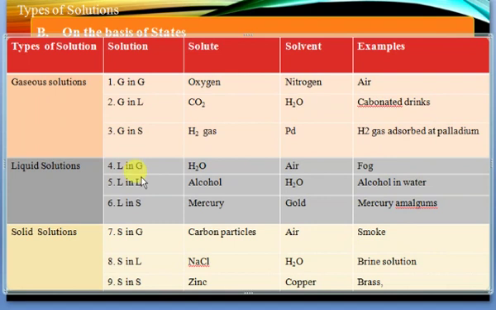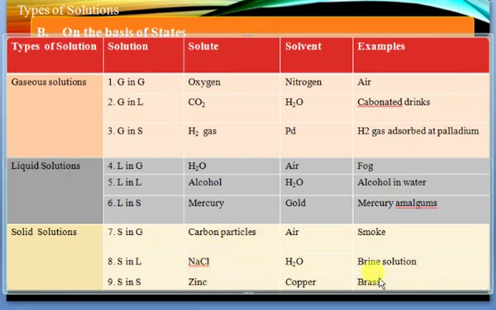The ninth subtype of solution is solid and solid solution. Here the solute is zinc and the solvent is copper. So here we have an example which is brass. When zinc is dissolved in copper, copper is present in large quantity and zinc is present in a little amount. So this zinc is dissolved in copper.